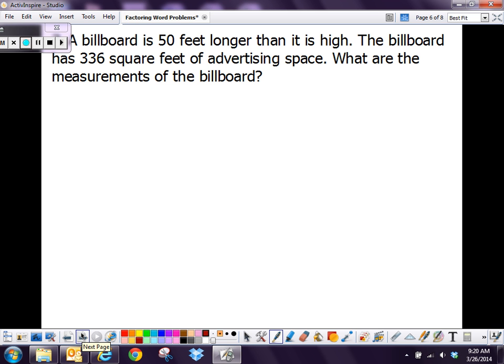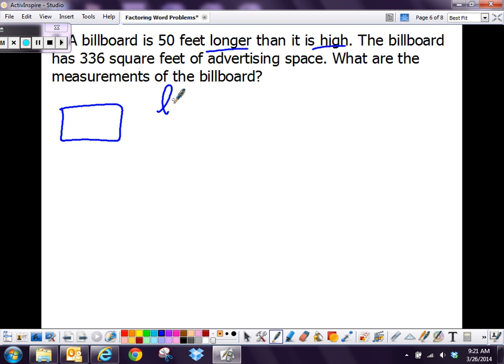Okay, number 7. A billboard is 50 feet longer than it is high. The billboard has 336 square feet of advertising space. What are the measurements of the billboard? Okay, so here it says it's 50 feet longer than it is high. Now these are kind of complicated because it's kind of confusing on if you need to write the length first or the height first. So what I do is I look and see what's first in the sentence, and it says longer, which means that's your length.